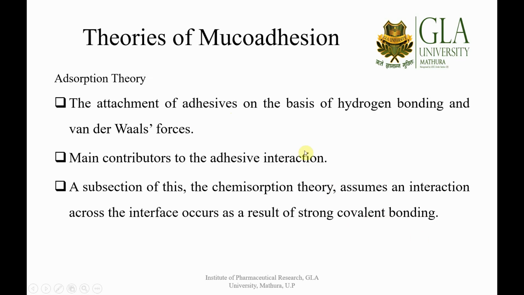Our idea is to adhere the drug delivery system to the mucous membrane for a prolonged duration of time, and it should be removed from there once the target or the delivery has been sufficiently achieved. But if a covalent bonding has taken place, as discussed in the chemisorption theory, this may lead to permanent mucoadhesion, so we shall not favor this type of mucoadhesion. Always remember, we shall choose those polymeric systems which bind to the mucous membrane either through hydrogen bonding or through weak van der Waals forces.